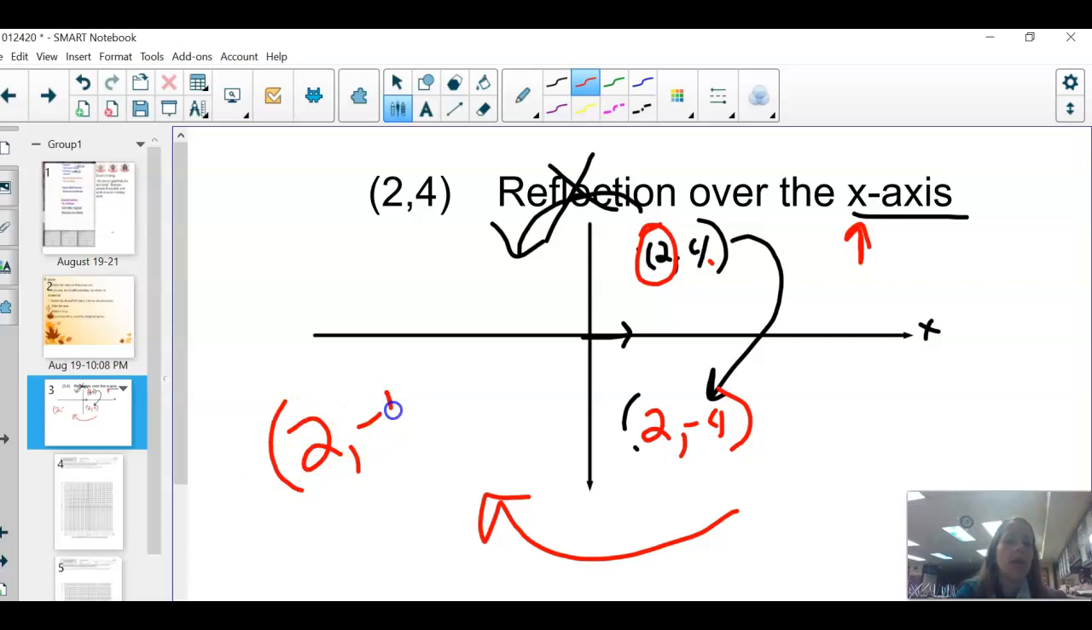Okay? So the answer to this one, la respuesta es 2, negativo 4, or 2 menos 4. 2, negative 4. Okay, and that is the answer to our review question. Esta es la respuesta a la pregunta por esta mañana.